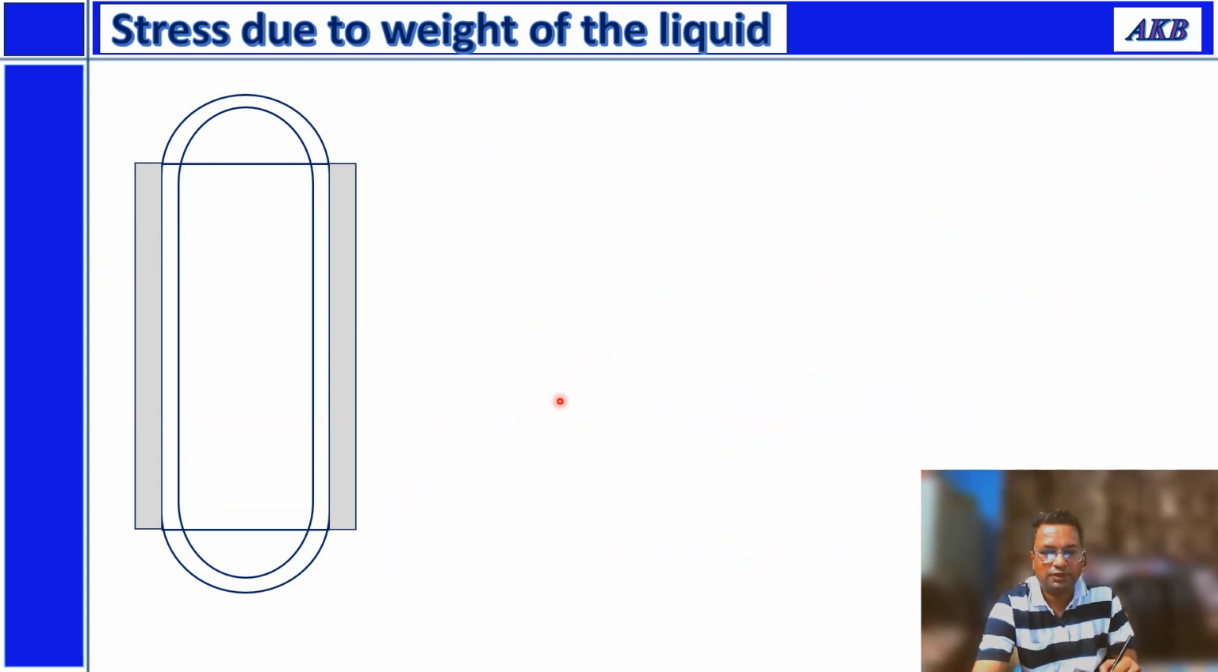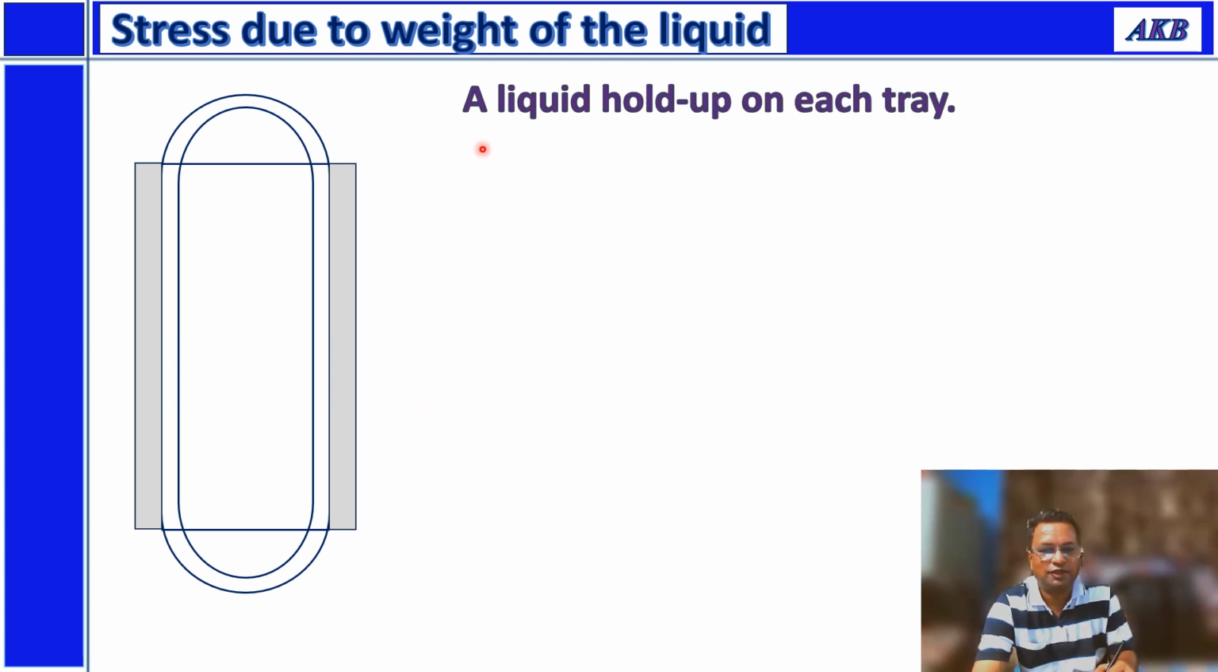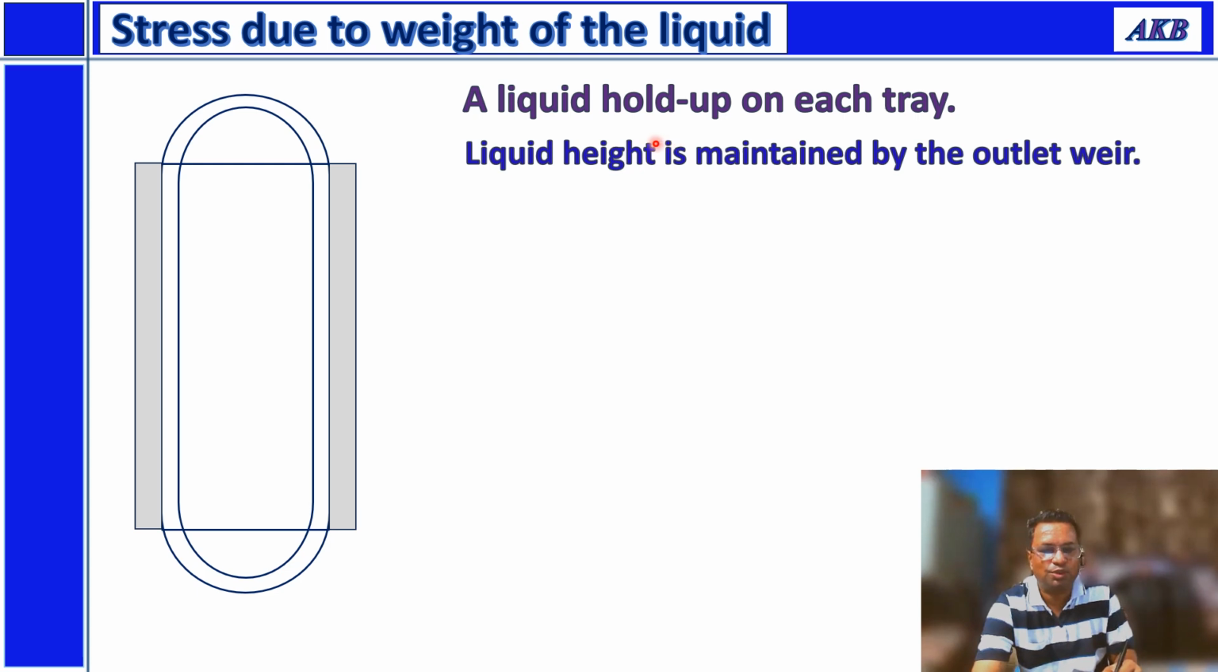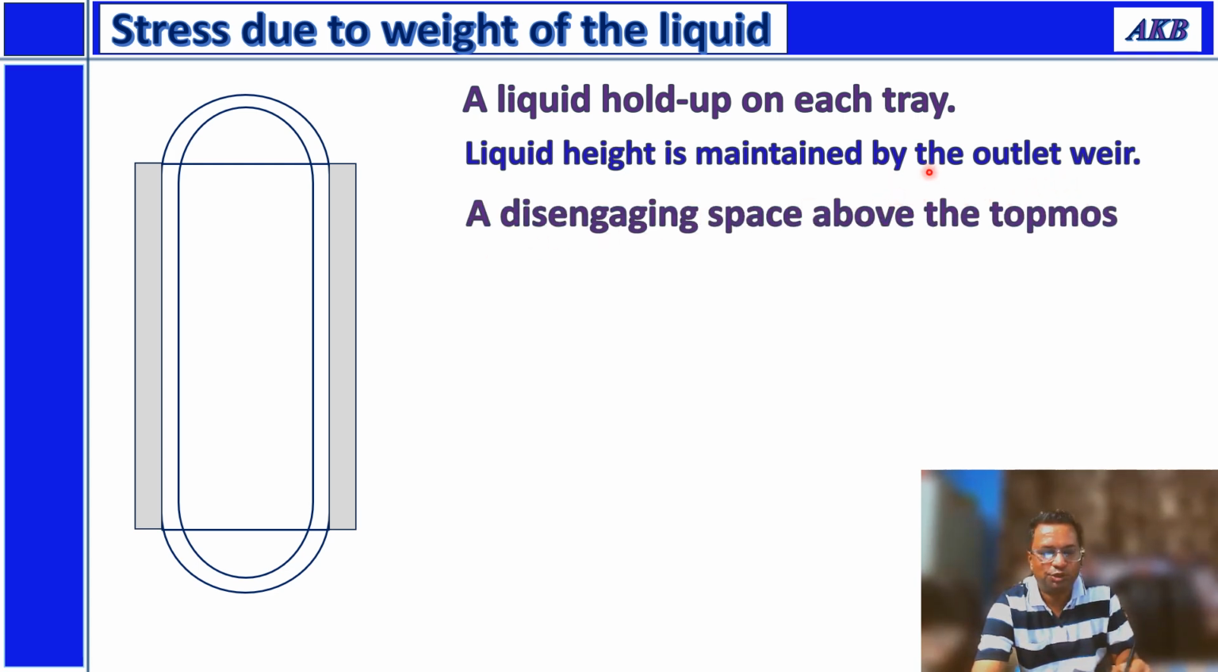Okay. Now let us talk about stress that is induced due to weight of the liquid. So again I am considering the column. Now where is the liquid coming from? You have liquid hold up on each tray. And on each tray, in order to have that liquid hold up, liquid height is maintained by the outlet weir. So I will show you that in this diagram.